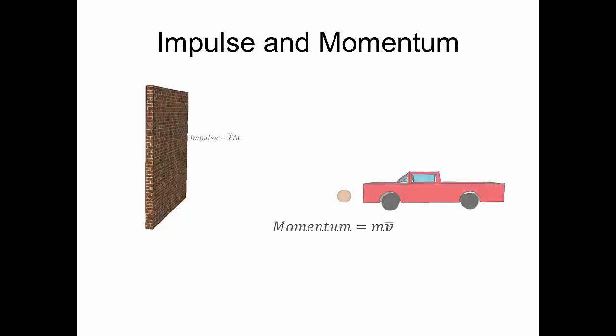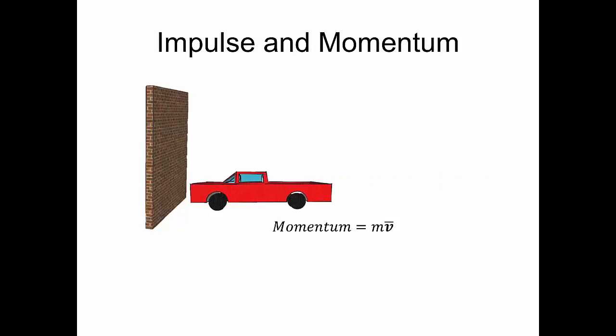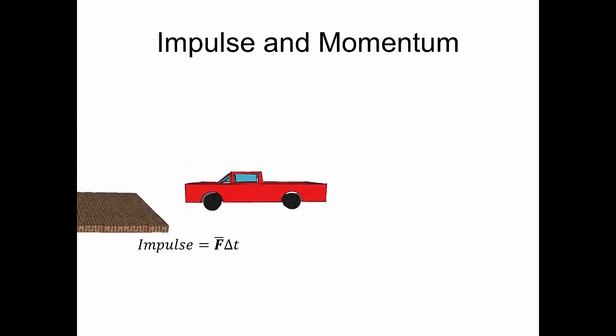If I have a larger mass, say a car or a truck, that's traveling at the same velocity, it also has momentum, but because the mass is larger, the momentum is greater. It also creates an impulse when it hits the wall, but that impulse is going to be felt differently with a larger mass than it would with a small mass like a ball.